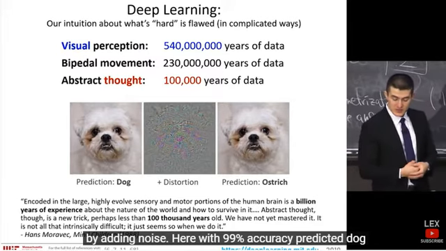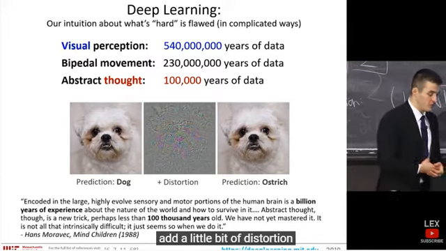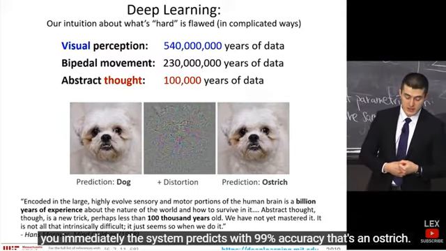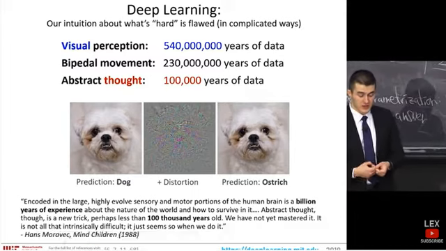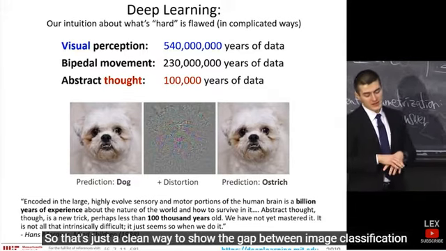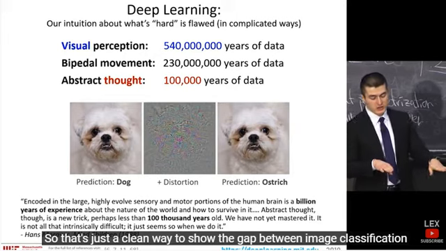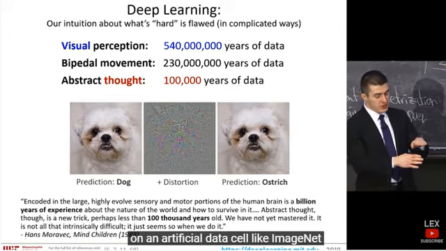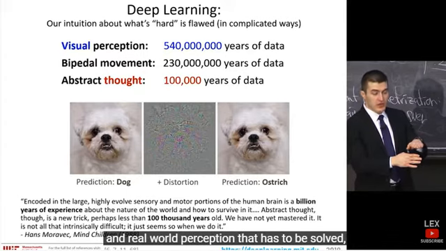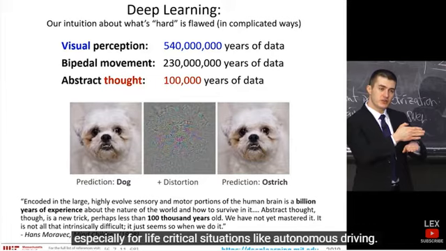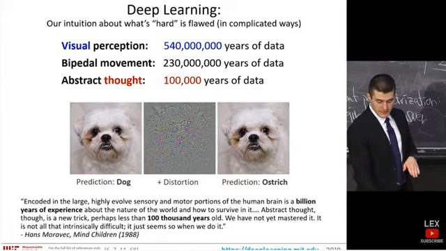Here, with 99% accuracy, it predicts a dog. Add a little bit of distortion, and immediately the system predicts with 99% accuracy that it's an ostrich. And you can do that kind of manipulation with just a single pixel. So that's a clean way to show the gap between image classification on an artificial data set like ImageNet and real-world perception that has to be solved, especially for life-critical situations like autonomous driving.